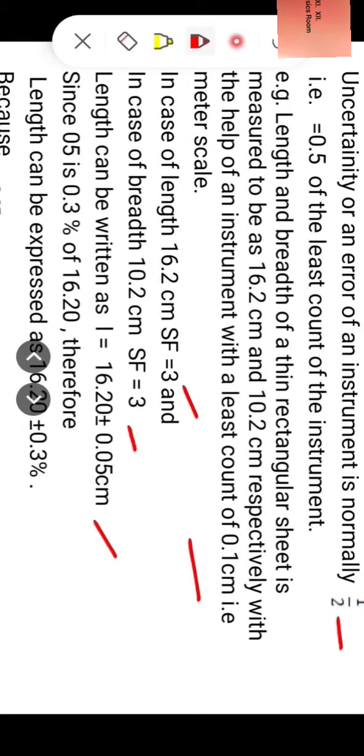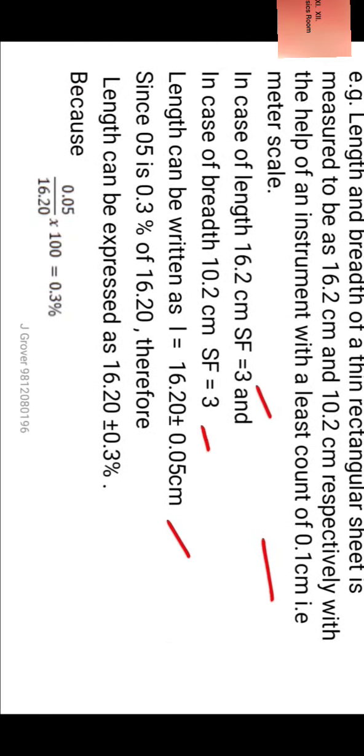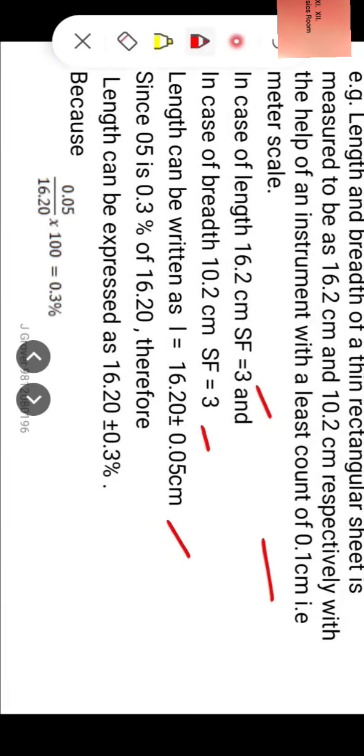Since 0.05 is 0.3% of 16.20, therefore length can be expressed as 16.20 plus minus 0.3%, because 0.05 divided by 16.20 into 100 is 0.3%.